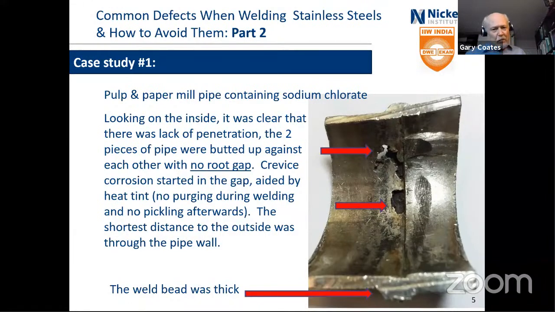With carbon steel, you could have done that and probably got full penetration with this thickness of pipe, but not with stainless steel. So what happened is there was a crevice where the two pipes butt up, and the sodium chlorate started crevice corrosion. It corroded in various areas, but the shortest distance to the outside was in the pipe, not the weld, because the weld was very thick, and it failed. So the problem was weld technique, and the welders didn't properly allow for a root gap.